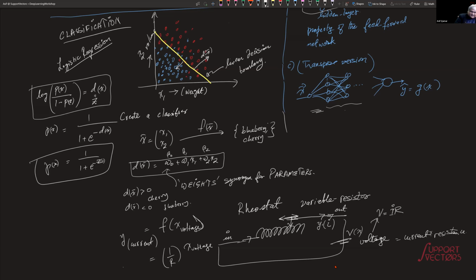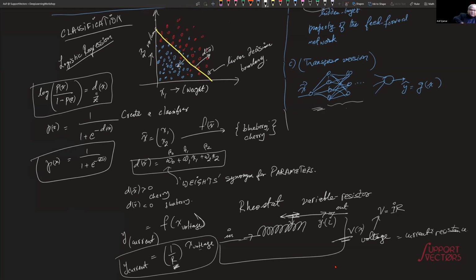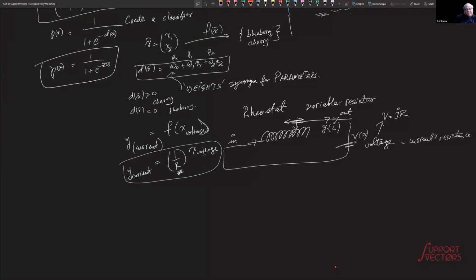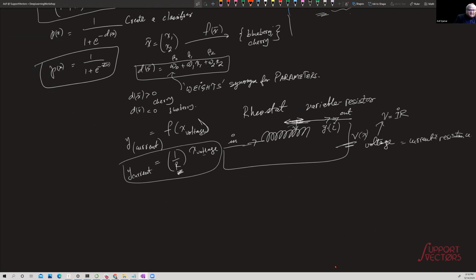Am I making sense, guys? Y, which is the current, is voltage divided by the resistance, and this resistance I can play with. So you can ask this question, suppose voltage is fixed, but I want to get just the right amount of current. So how do I do that? I just slide the resistor and I get it. Does that make sense, guys? Is this intuition coming across? Yes. It's a very simple intuition. So now hold that thought in your mind.